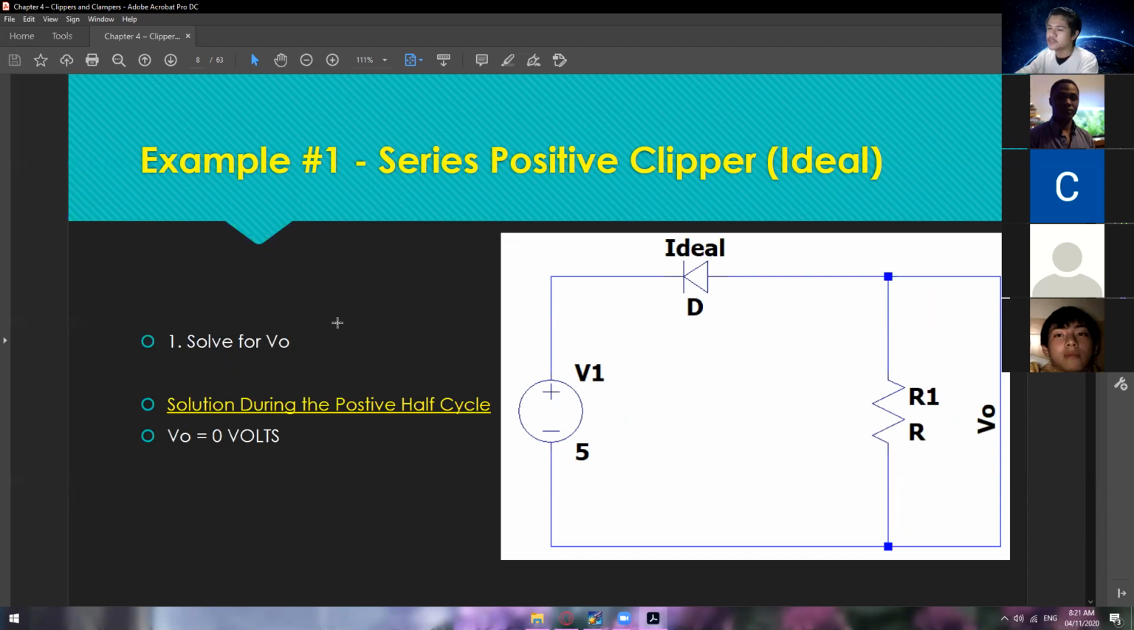For this one, it is only asking us to solve for the voltage output. Actually, for clippers and clampers, all it is asking for is V sub O only. No other variables.